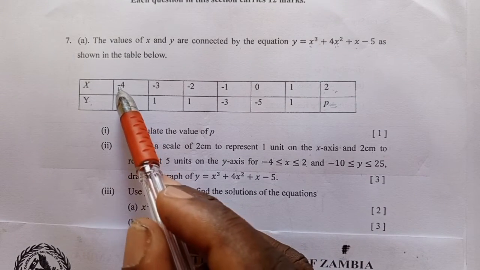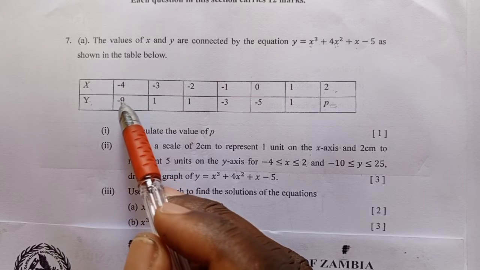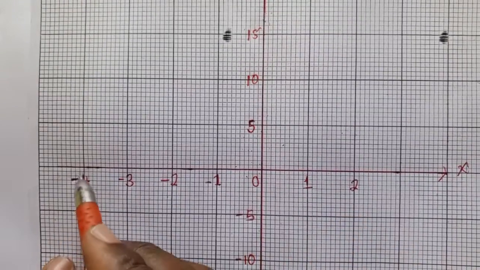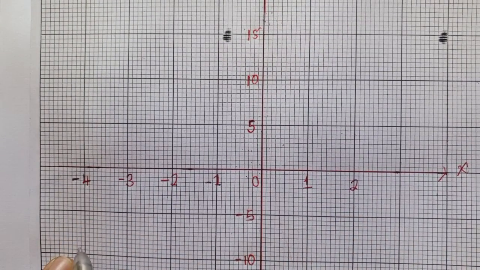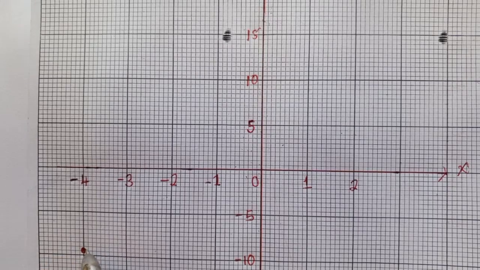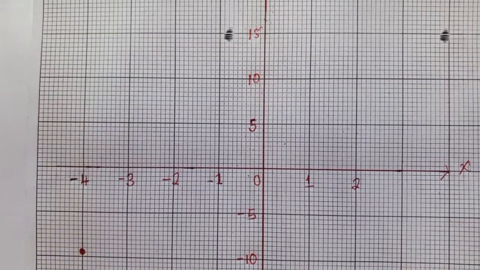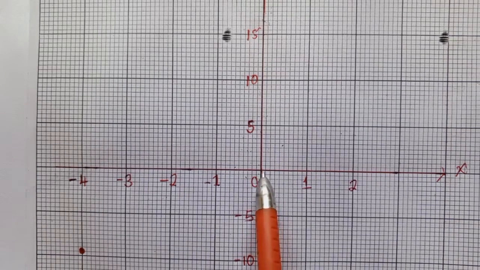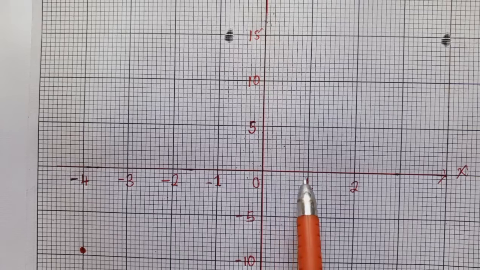These are the coordinates. So this is negative 4, comma negative 9. You go to x-axis, negative 4, y-axis, negative 9. It's here. This is where the point is. It's right over here.